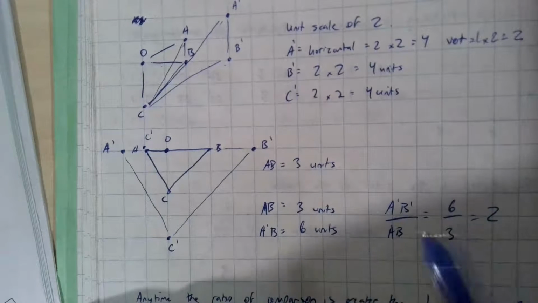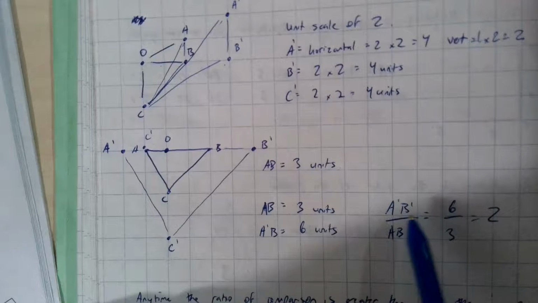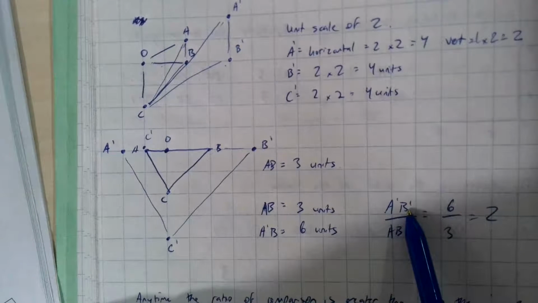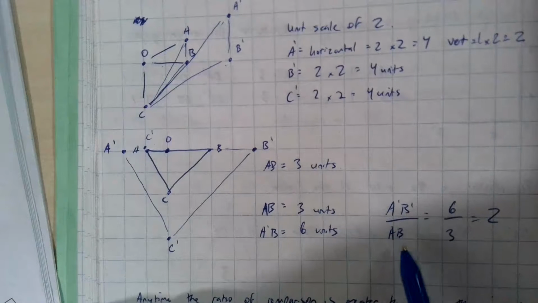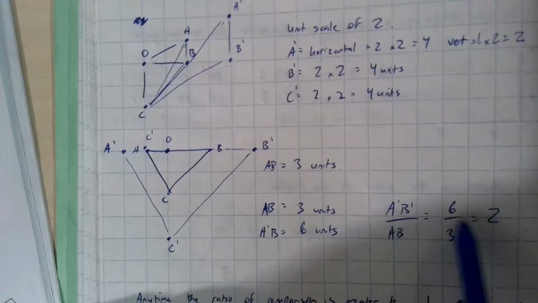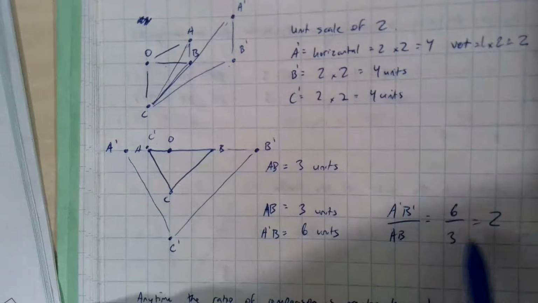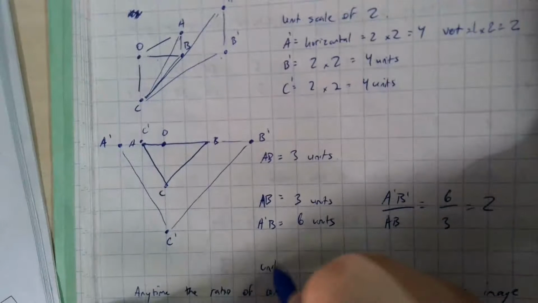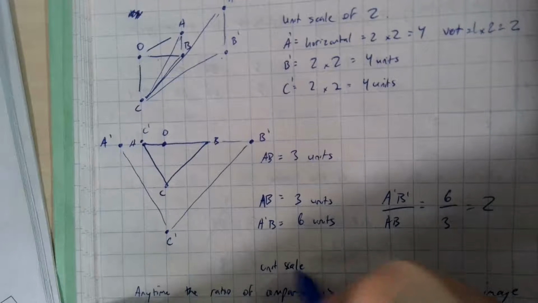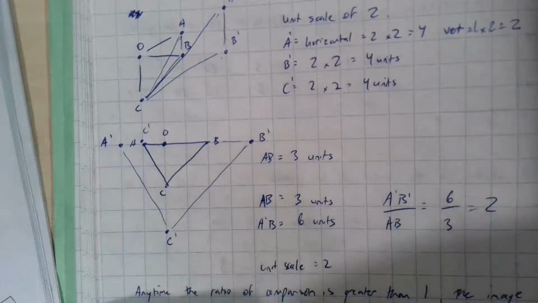Now I'm going to compare these two things. I'm going to make a ratio essentially. A prime B prime line over AB. And that's going to give me 6 units over 3 units, which gives me the answer of 2. So my unit scale for this question is actually 2 as well.